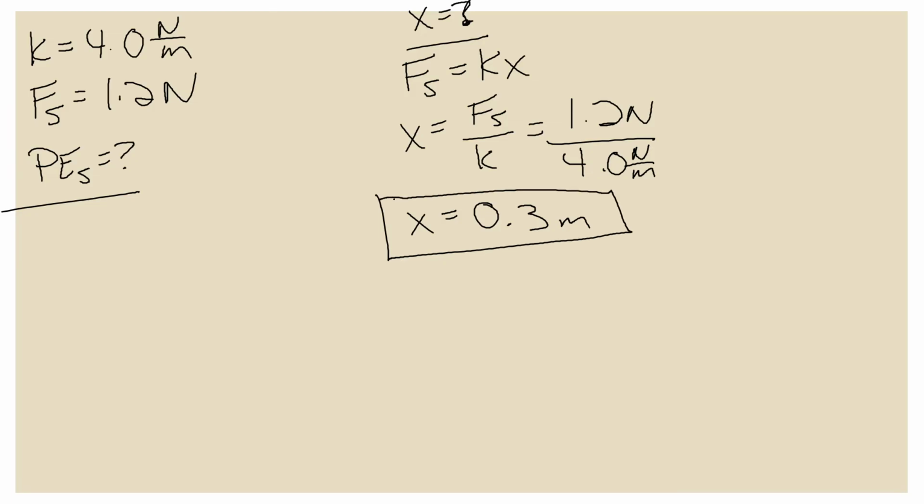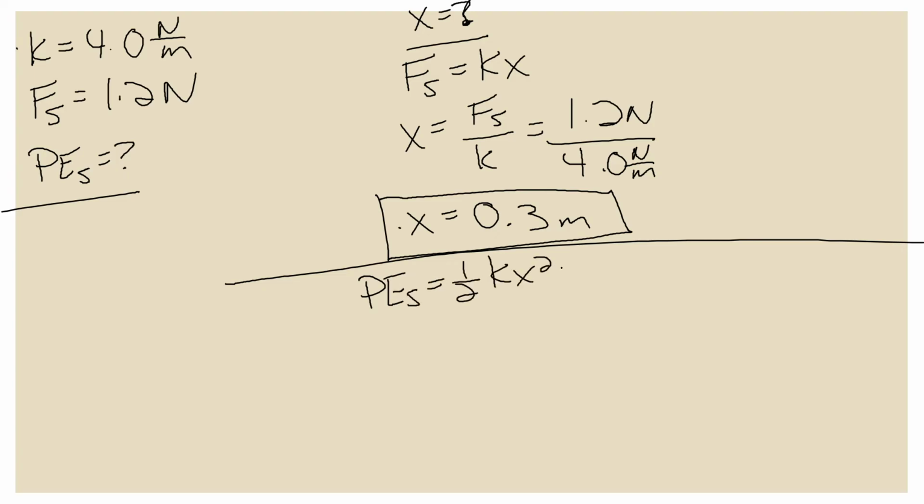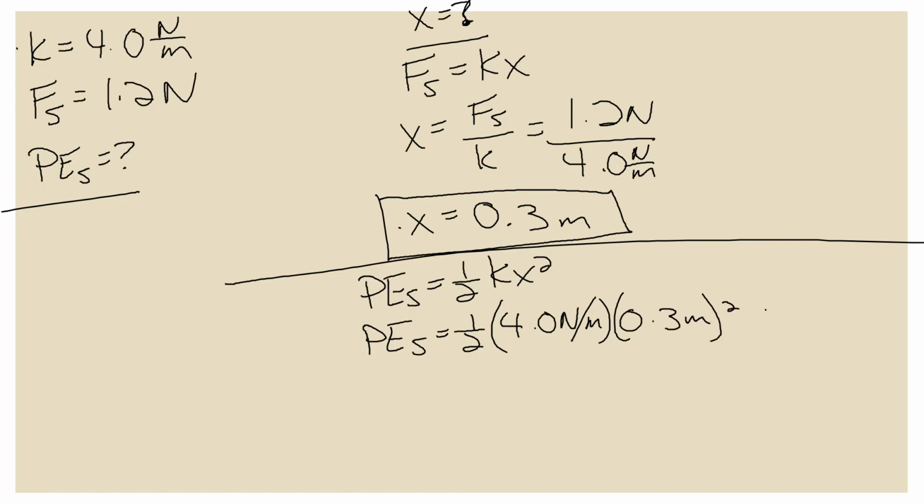That's the first part. And now it's very important to realize we have K, we have x. We're in business for PES now. And so that's really all that needs to be done. We have PES equals 1/2 kx squared. And so we plug in PES equals 1/2 of K, which is 4.0 newtons per meter, times that distance from the equilibrium position that we just calculated, 0.3 meters. We square that. 0.3 squared is 0.09 times 4 over 2 ends up giving you 0.18 joules.